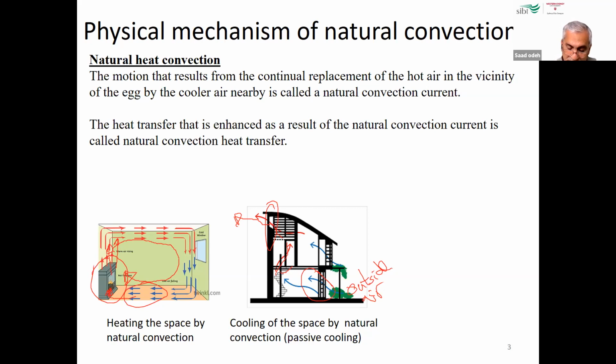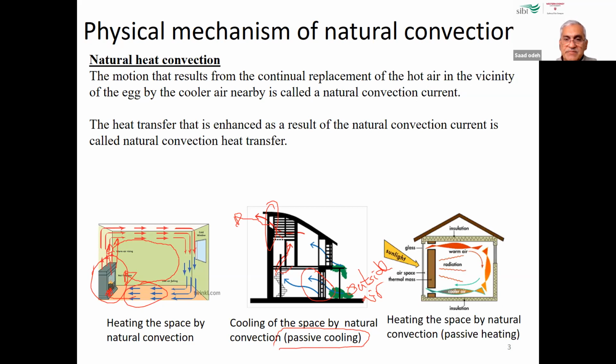And we call this, in the design of buildings, passive cooling. So we have passive cooling in summer, if we do the design in this way. And also we have passive heating. Same thing we do. In passive heating, we can actually heat the house by allowing the sun, by exposing one side of the house.